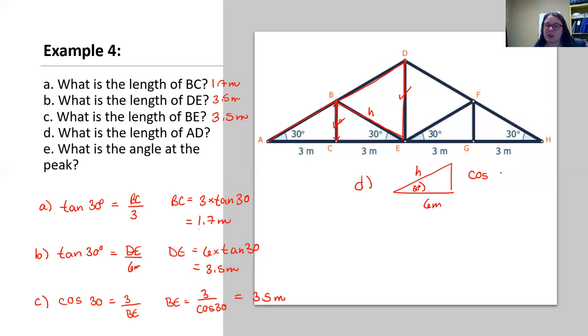So the cosine of 30 is equal to the hypotenuse. So what's on the bottom, that's our AD, the length between A and D. And then 6 meters on the top. So we're going to have 6 divided by cos 30 is equal to length AD, which is 6.9 meters.